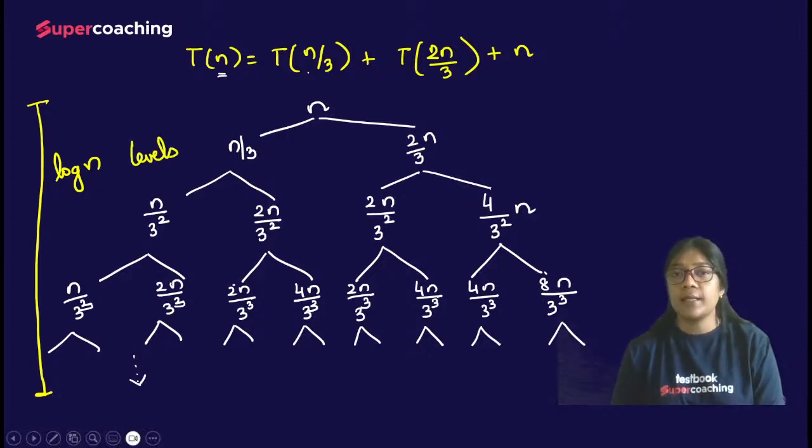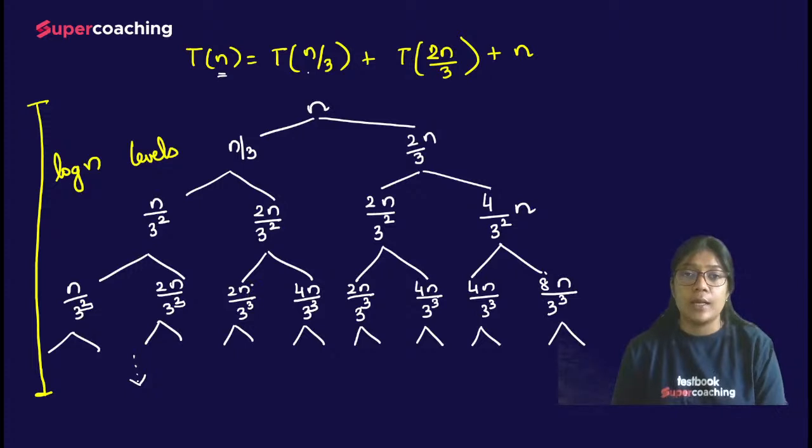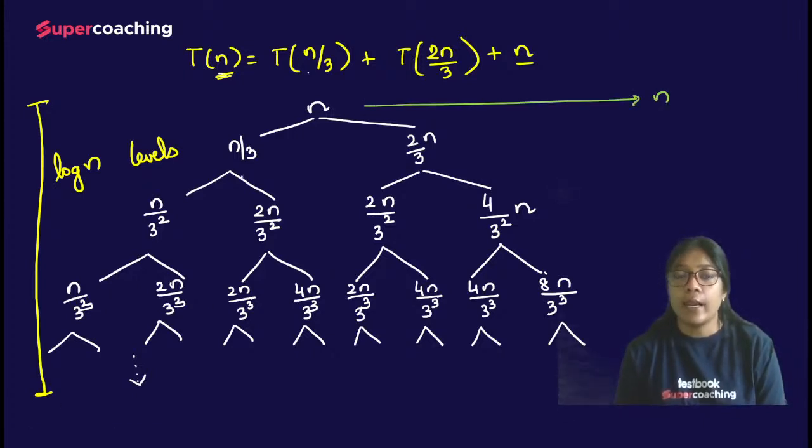Now we'll identify how much time it is taking at each level. For n elements, it's taking n time. For n/3 elements, it will be taking n/3. For 2n/3 elements, it will be taking 2n/3. So it will be n/3 plus 2n/3. Since the base is the same, it comes out to be n only.